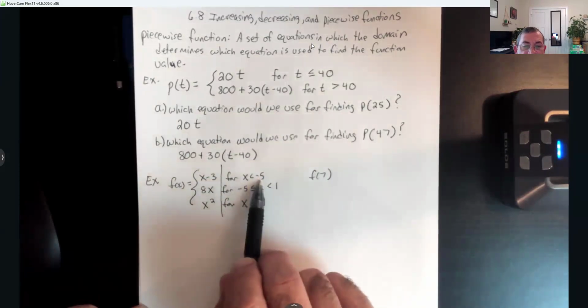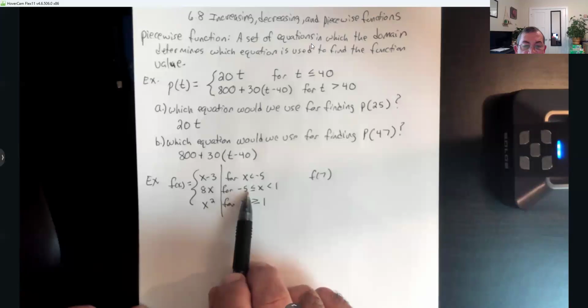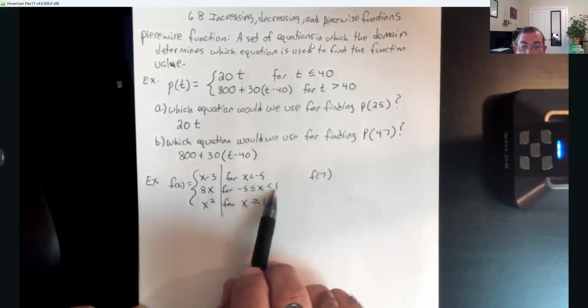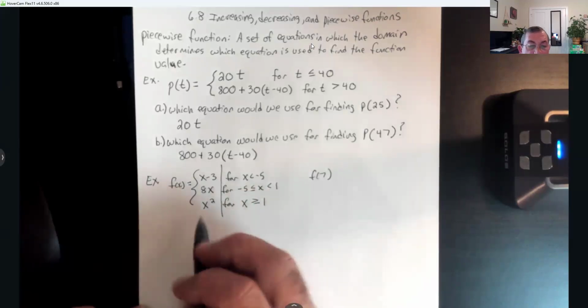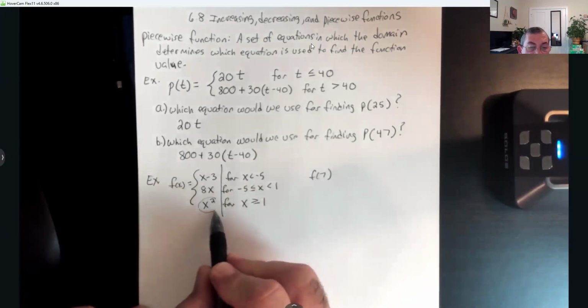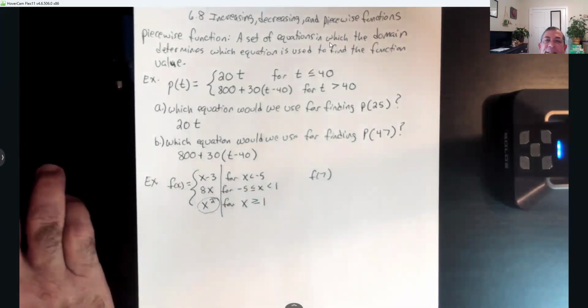So 7 is not less than negative 5. 7 is not in between negative 5 and 1. 7 is actually greater than 1. So we would use the x squared equation. So y'all, let's go see if that is actually C like y'all are saying.